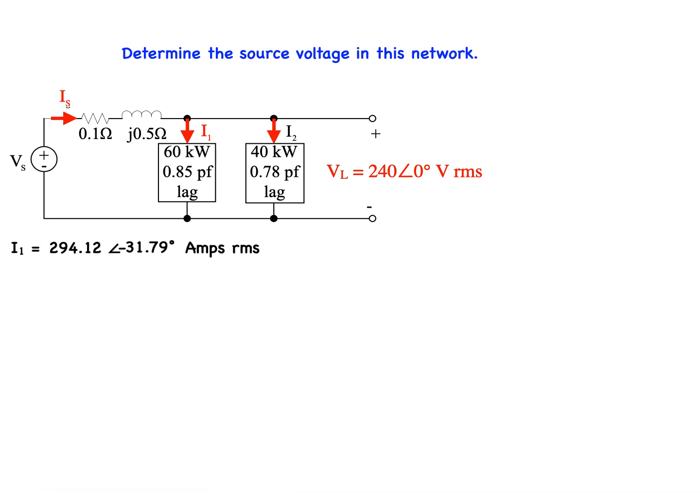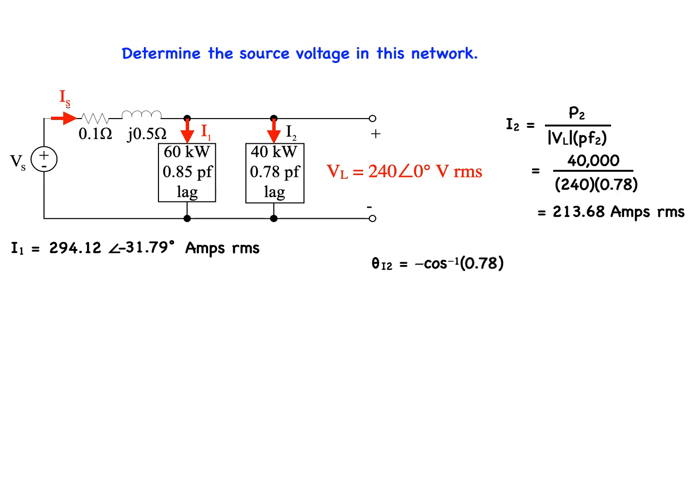For the current I2, we will go through the same process, starting with the magnitude of the current I2, which is given by P2 divided by the magnitude VL times its power factor, PF2. All of these values are given. All we need to do is plug them into the equation, and we get 40K divided by 240 times 0.78, or 213.68 amps RMS.